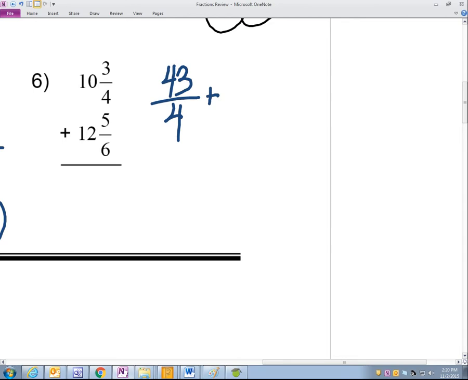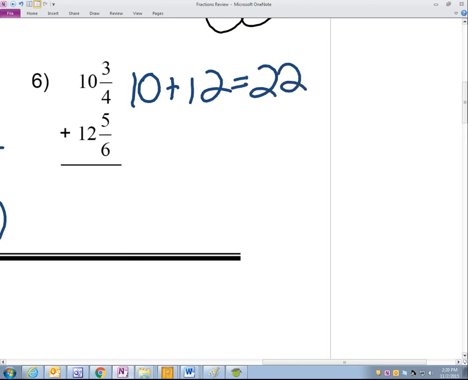I'm going to make this an improper fraction. 6 times 12 is 72, plus 5 is 77. This number is huge. Now, I'm going to rethink whether I want to make this an improper fraction or not. So what I'm going to do is add the whole numbers first. I'm going to do 10 plus 12, which is 22. So I have 22 plus 3/4 plus 5/6.